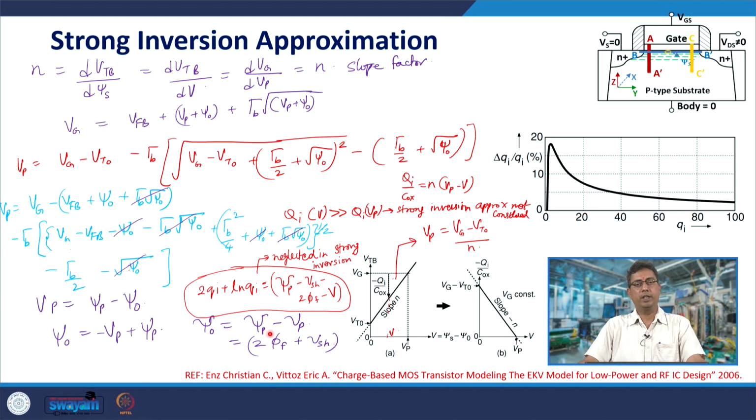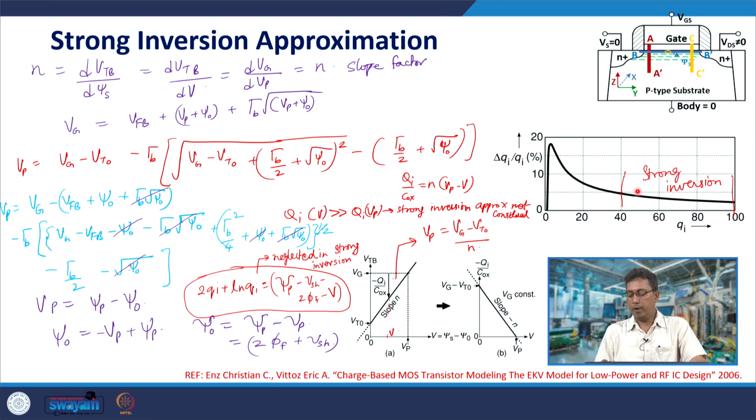Resuming again, one thing that we can observe is that if we plot delta qi by qi, the normalized change in inversion charge, we would find that there is a sudden increase from a very small, almost negligible value, and then it saturates and becomes almost a constant. It is constant because you are dealing with strong inversion. In strong inversion, because there is no further increase in depletion charge, the inversion charge increases with a constant slope.